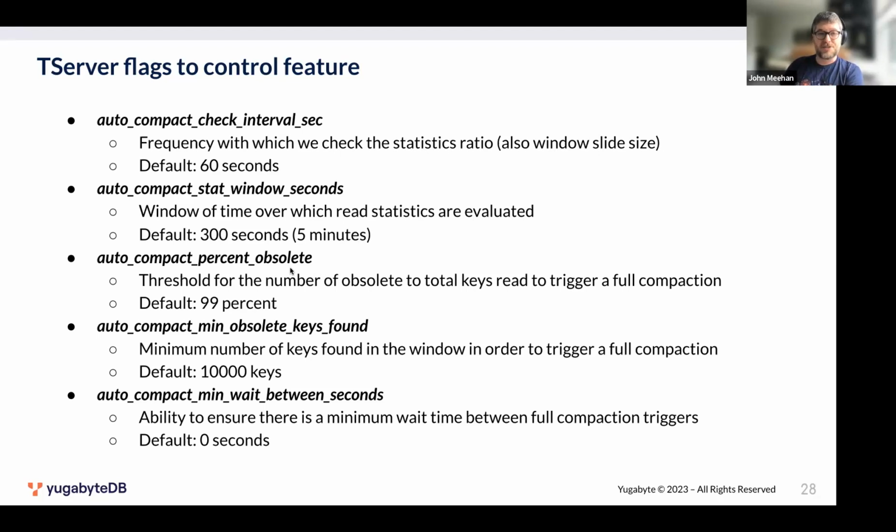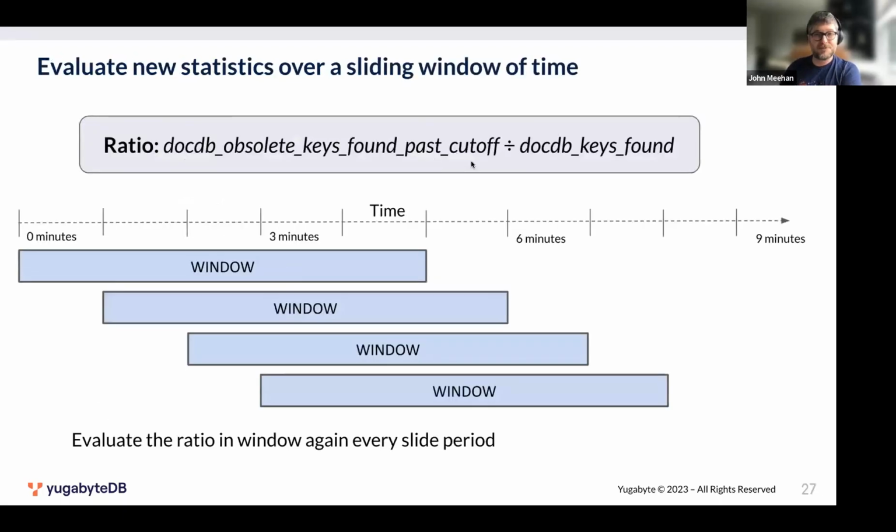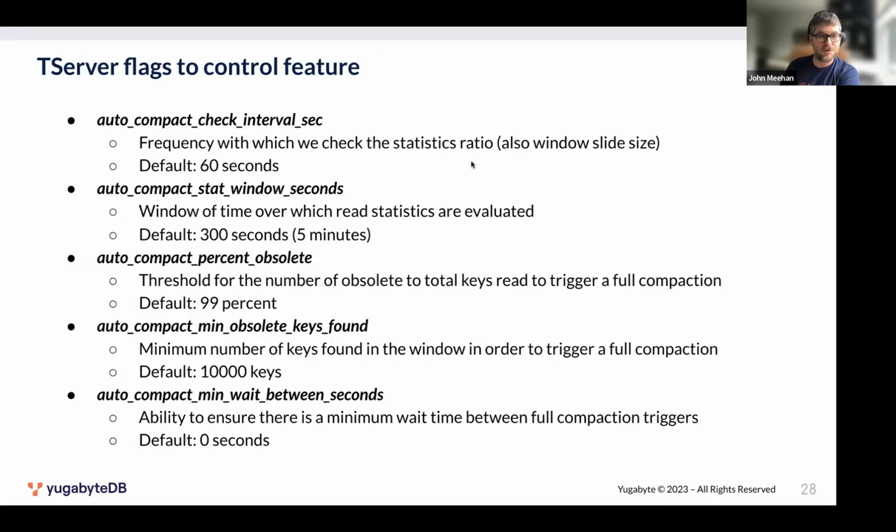The percentage obsolete, so again, this ratio of obsolete keys versus total keys, we set to a default threshold of 99%, which is quite high. However, this will cover the most egregious cases. Again, the example that I gave earlier doesn't seem too far-fetched, and that was well over that 99% threshold. So we anticipate that this will trigger most of the time there's a significant problem with read performance.